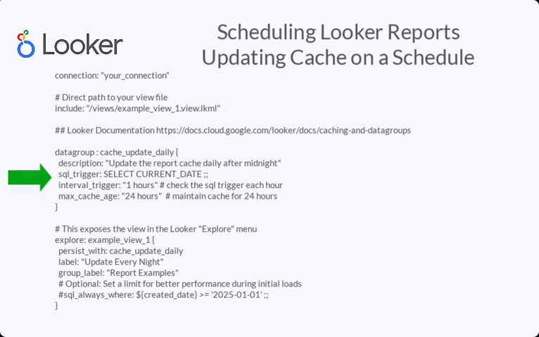We're going to run this SQL statement every hour, and that's what we've defined here in interval trigger. And we're going to set our max cache age to 24 hours. So this way data stays in cache for 24 hours and doesn't change until we run this update. And then down in the explore statement, we're going to add this persist with parameter, which is going to have cache_update_daily, which is pointing back to this data group.